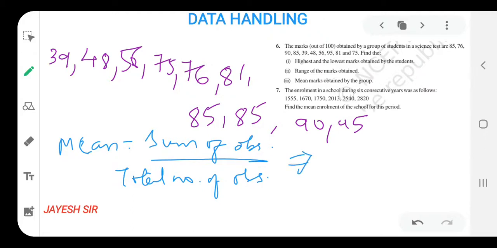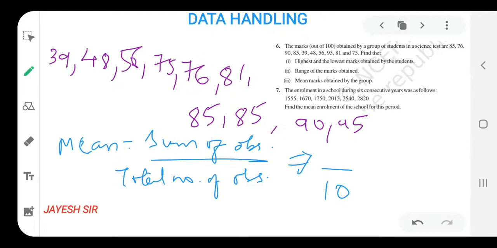Friends, here you have to pause the video and find the sum of all the observations, because in the denominator we know it would be 10 only, and afterwards we have to add all the numbers. So the sum of all the numbers over here, because we need to find the mean marks obtained by the group. That means we need to add all the numbers. I am adding all the numbers over here so that we can get the value easily.